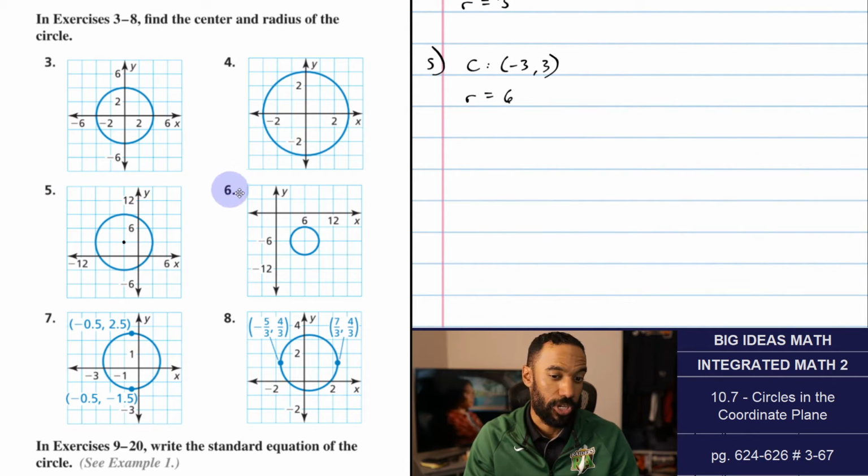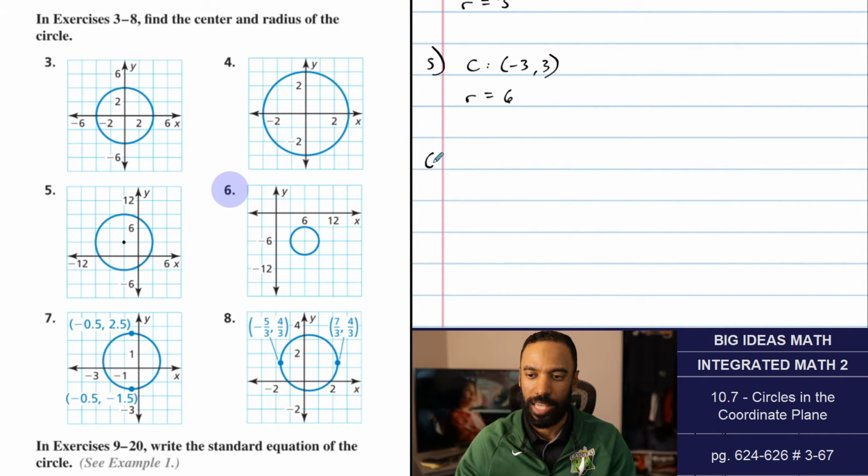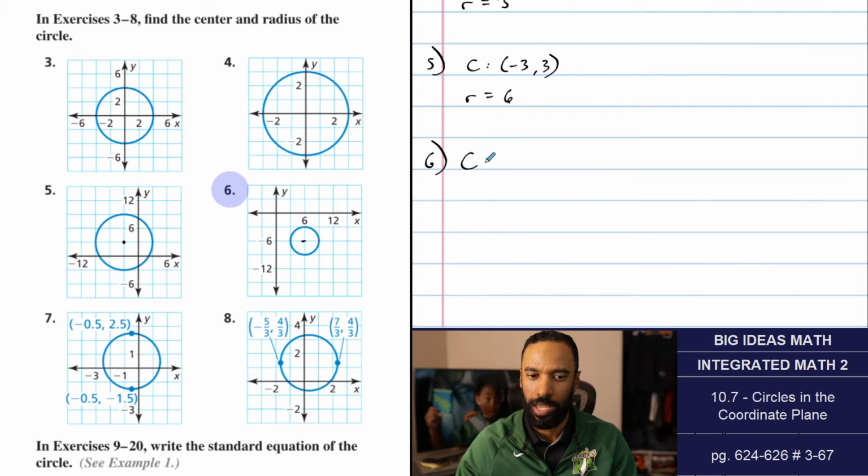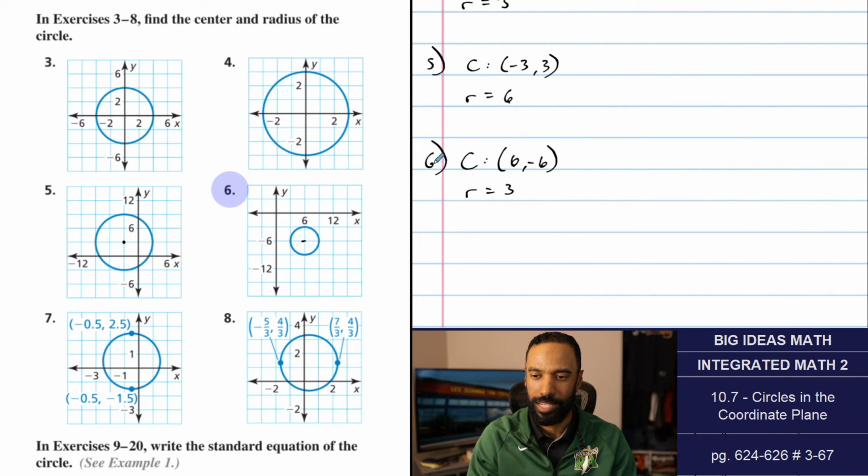Number 6, now I have to check scales each time. I have to be very aware because these also go by 3's. Number 6, that center, hopefully you can tell, is right in that middle part right there. And then 1 increment away, which is 3 units away, is the radius. So your radius is 3. So the center is at 6, negative 6. And the radius in this one is 3. Radius is a distance. Distance is always positive. Doesn't matter which direction you're looking at.